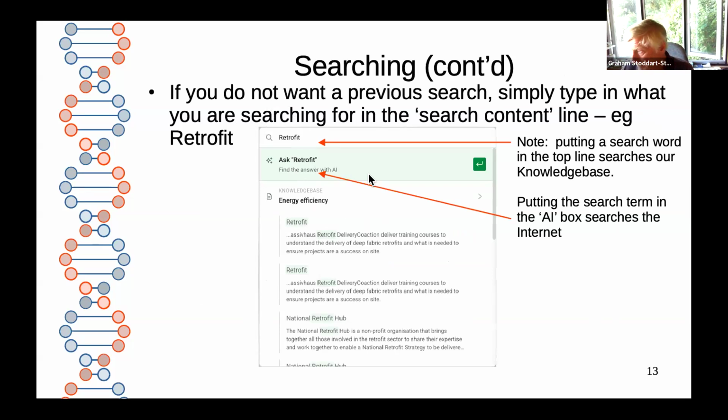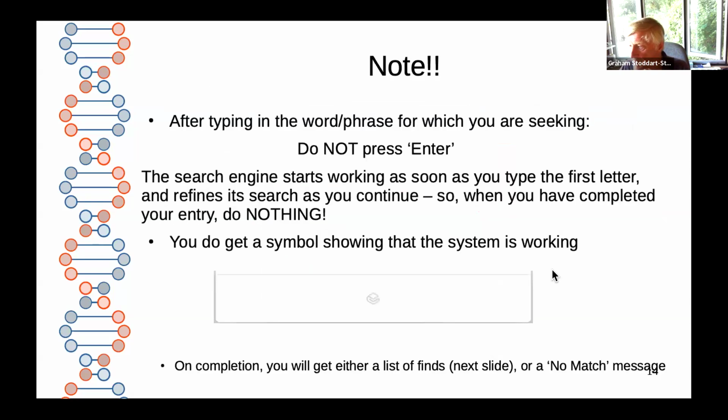Which is what I'm saying here. Note that there are 2 lines when the system comes up. You get an option to go out onto the internet. So the green line is searching the internet. The top line is searching the knowledge base itself. And I've typed in the word retrofit, and you can see that the word retrofit has been found, but it comes under energy efficiency, which is sort of what you'd expect.